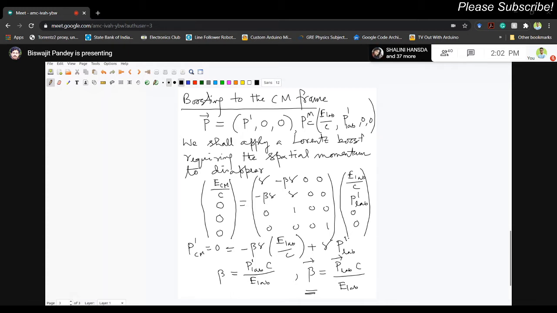It's just boosting along the x direction, y direction, z direction, and I know the basic principle of how the 4-momentum or 4-vectors are conjugate. So you can construct your own problems. Once you understand the concept, you will be able to solve these problems.